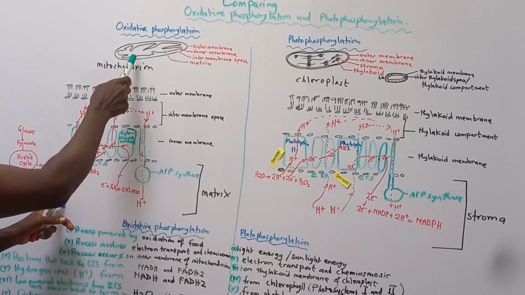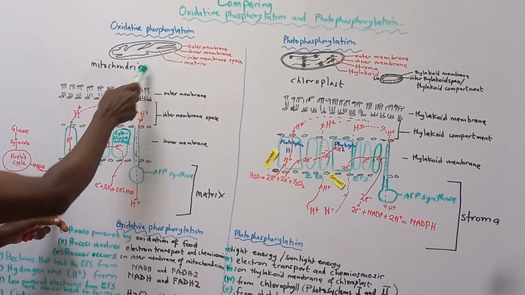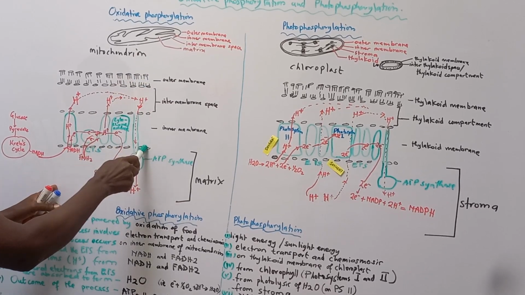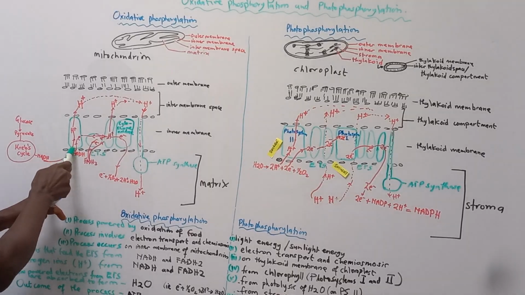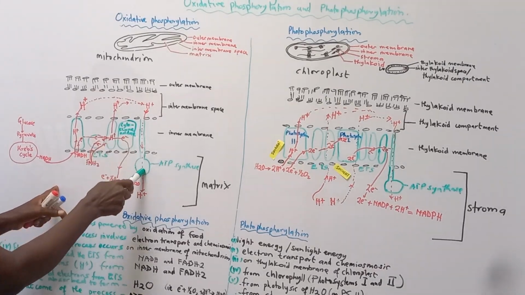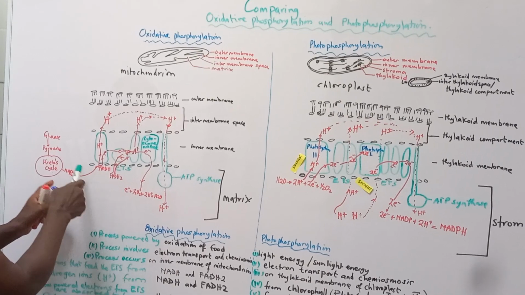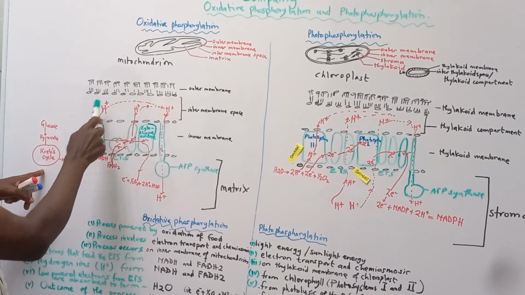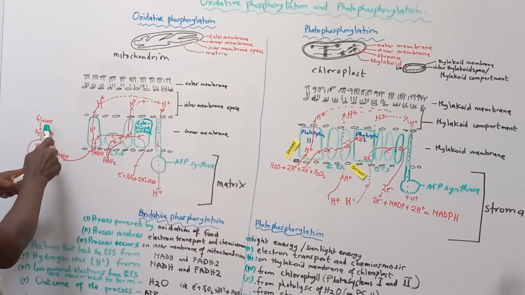Well, oxidative phosphorylation takes place in the inner membrane of the mitochondrion, which is drawn here. The process is through the electron transport system, and you have chemiosmosis also. So we have oxidative phosphorylation. The process is powered by oxidation of food, glucose.